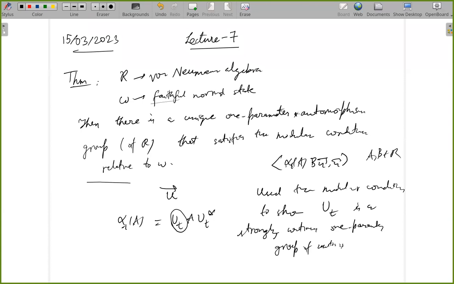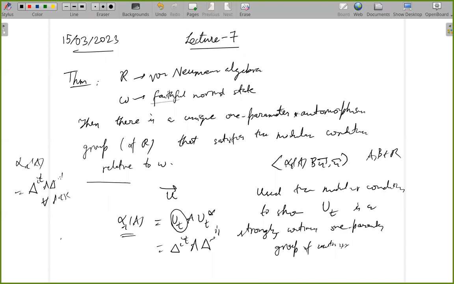But our final goal was to show that, in fact, this alpha T, so it says that there is a unique one parameter star automorphism group, and that unique group is actually the modular automorphism group. So in a sense, what you have to show is the following. This holds for all A in R. So I'm going to rewrite it in this manner. So this is what we want to show. Of course, if you are able to prove that UT is delta to the IT, you would be done. That is already good enough to show that this alpha T of A is the modular automorphism group. And that's what we set out to do.